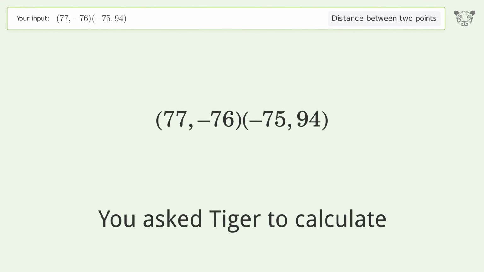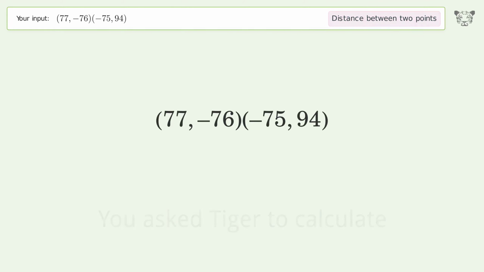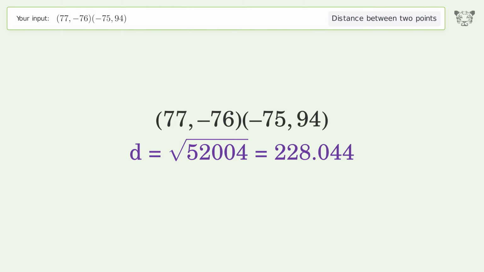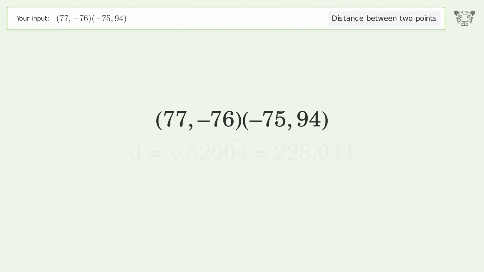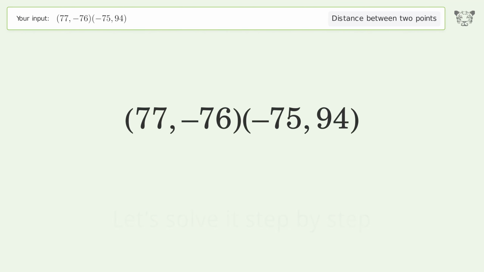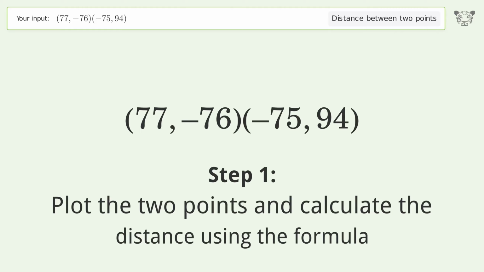You ask Tiger to calculate. This deals with the distance between 2 points. The distance between the 2 points is the square root of 52,004 or 228.044. Let's solve it step by step. Plot the 2 points and calculate the distance using the formula.